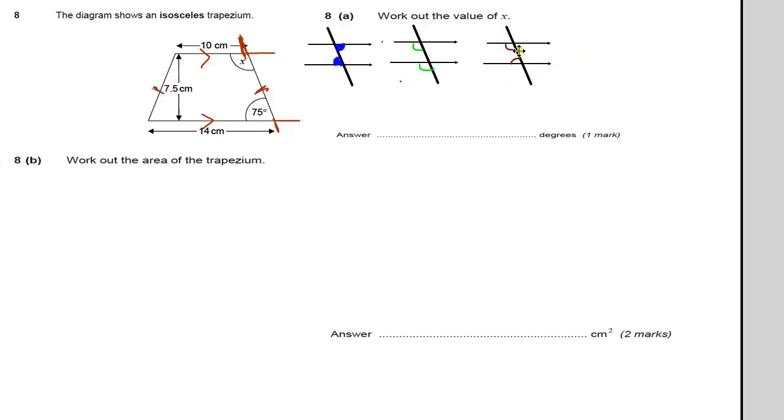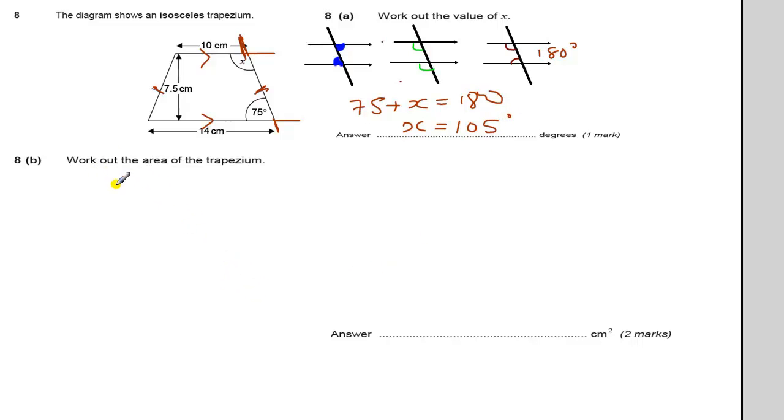And the one that we need to use for this question is the one to do with allied or interior or supplementary angles, and that's that they add up to 180 degrees. So those two in there are 180 degrees. So we're told that we want to find x. So we've got 75 plus x is 180. So x must be 105 degrees.